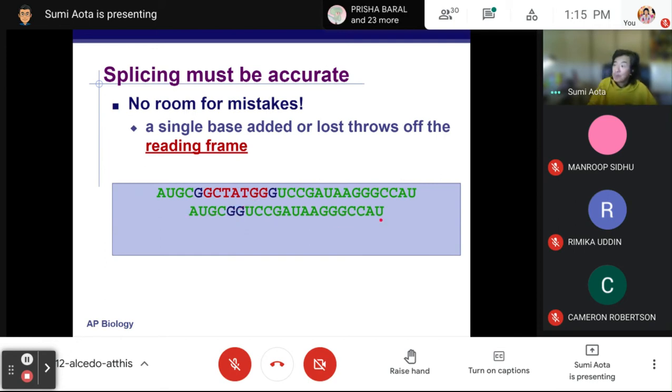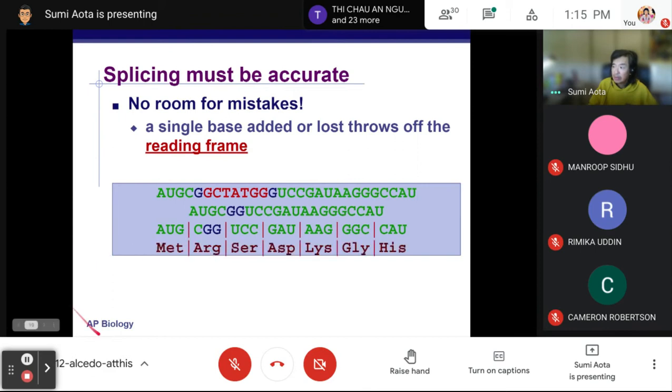When we go to make a protein, we're going to read these nucleotide bases in triplets. So we're going to break them into sequences of 3, and then each sequence of 3 will represent an amino acid. So in this case, this represents an amino acid sequence of methionine, arginine, serine, aspartate, lysine, glycine, and histidine. This is what's supposed to happen.